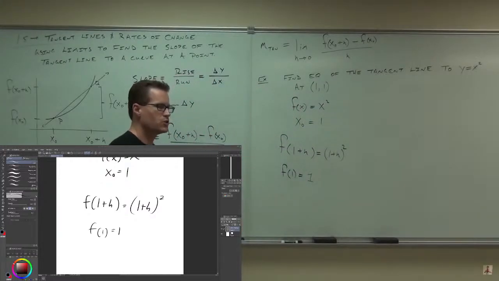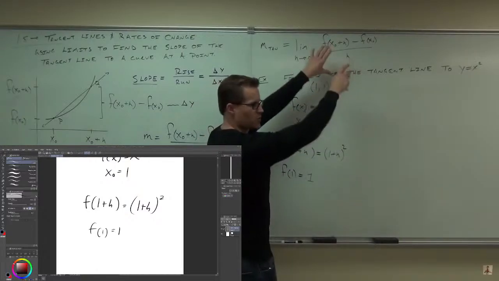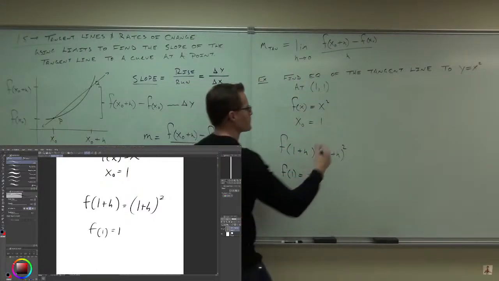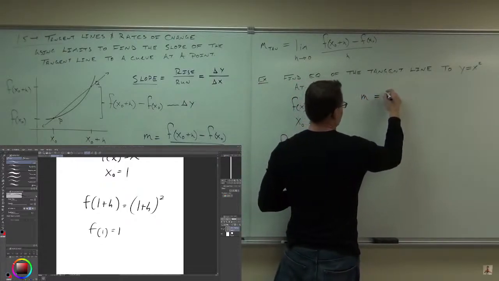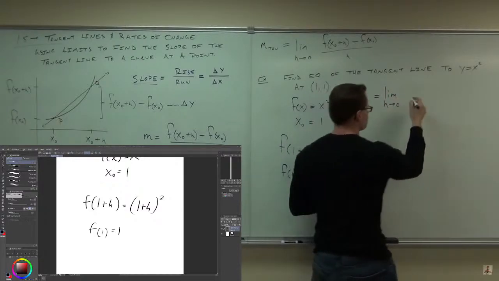Well, now all we've got to do is take these quantities that you just figured out, substitute them into my formula for the slope of the tangent line, and we'll be done. More or less. Is that scary? Yeah, no, it's less. It's stuff you've already done. Very easy.